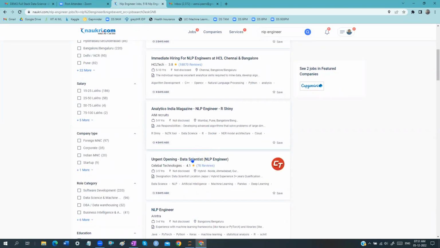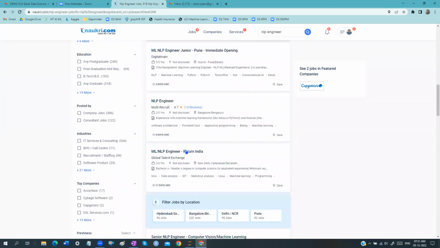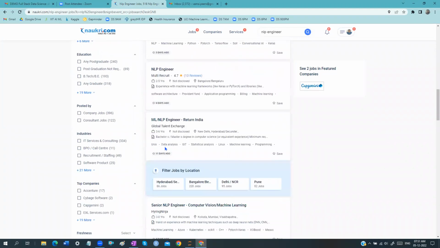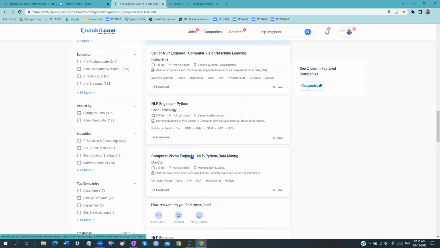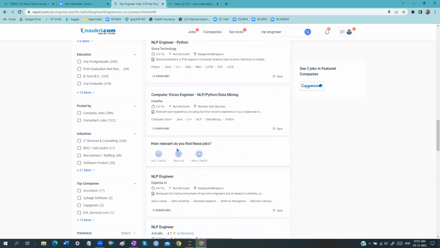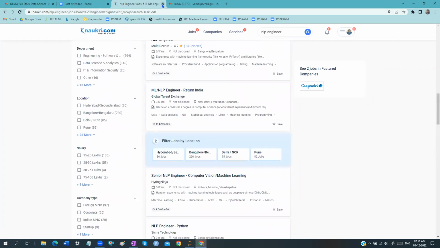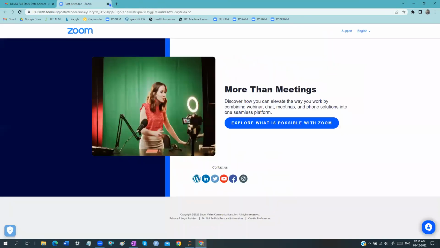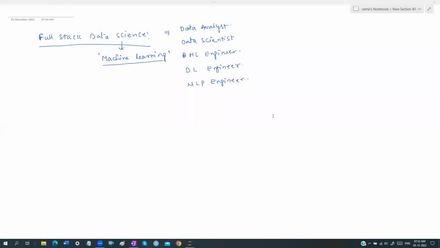So NLP engineers. Everywhere there is going to be a lot of requirements, even the latest jobs actually, guys. These have also been posted very recently. So senior NLP engineer, computer vision, which is some kind of machine learning. So all the techniques we are going to be learning are some of the skill sets which the companies are going to be expecting from their employees or candidates.